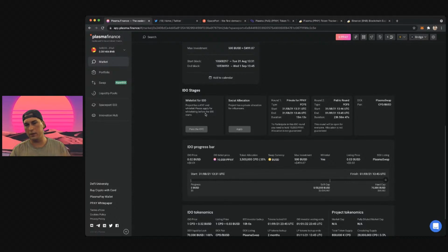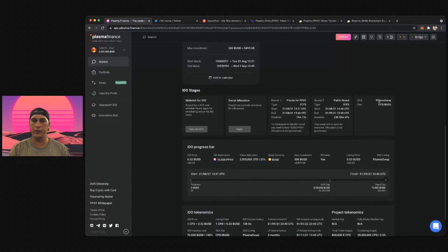So don't ping the guys. If you just did the KYC, just wait for the 31st of August, and then you will see your status on this page. Then they have a social allocation, which is a kind of social contest for generating more content and more hype about the project. But as far as I know, the project is pretty hot now in all communities. Then you will see the information about both rounds, first and second.